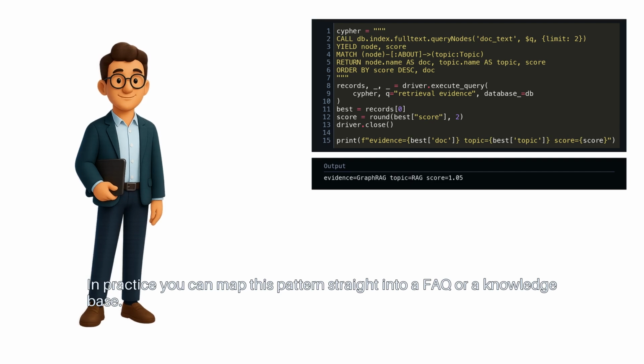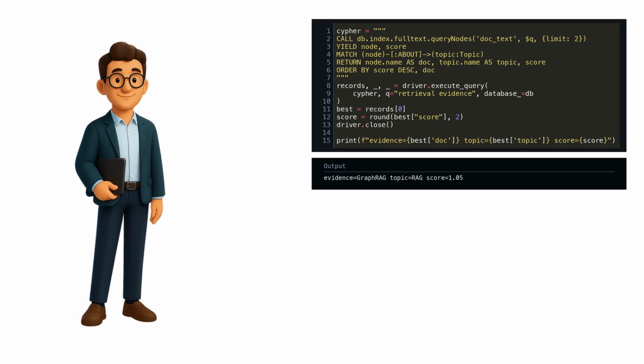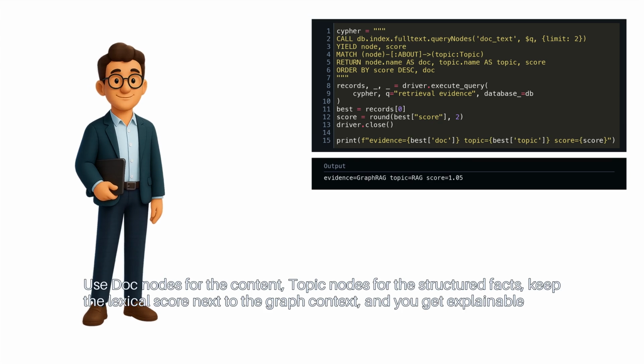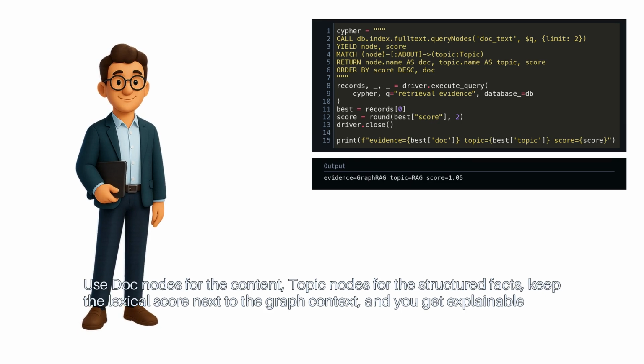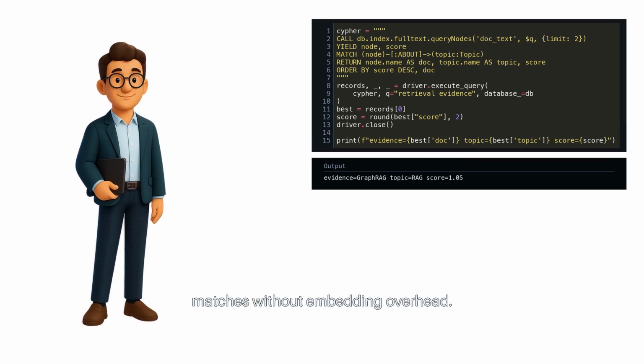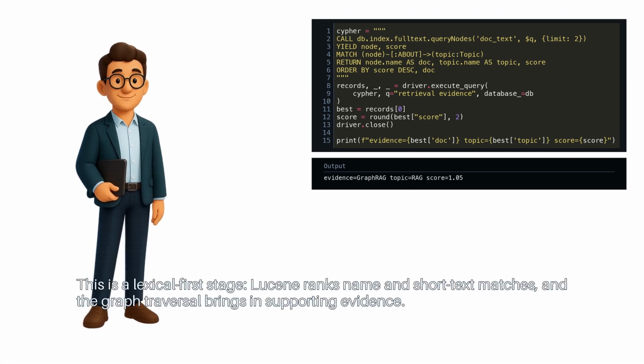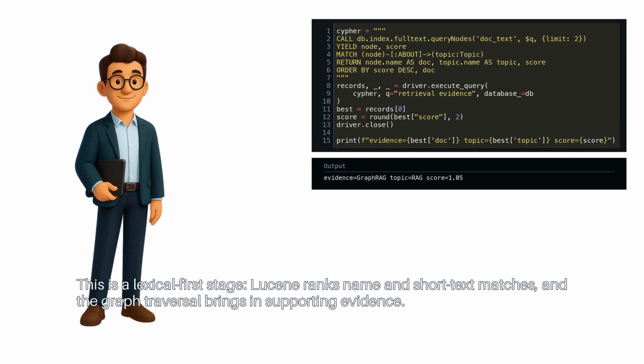In practice, you can map this pattern straight into a FAQ or a knowledge base. Use doc nodes for the content, topic nodes for the structured facts. Keep the lexical score next to the graph context, and you get explainable matches without embedding overhead. This is a lexical-first stage. Lucene ranks name and short text matches, and the graph traversal brings in supporting evidence.